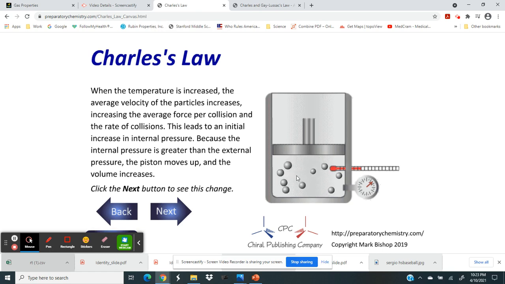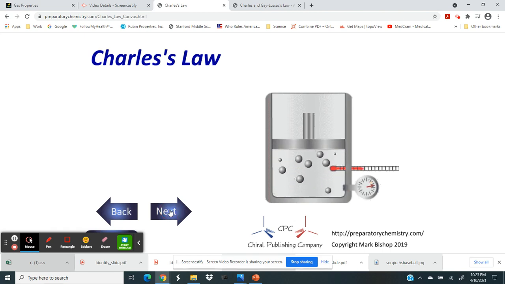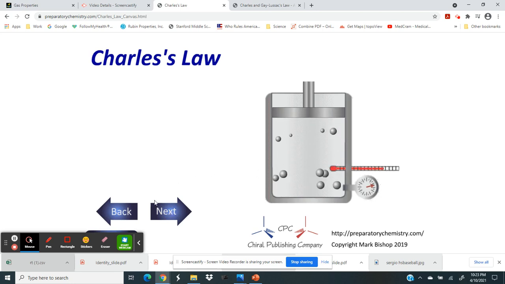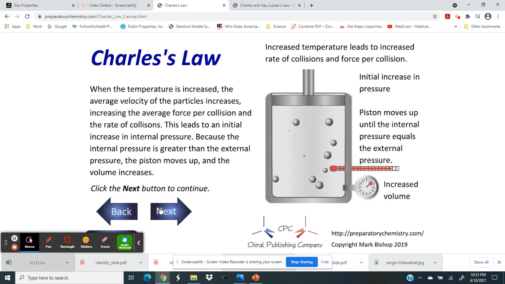So here we have some gas particles in a container, and it's got a certain volume, and this volume has a piston which is allowed to move. We're going to keep the pressure the same, and we're going to increase the temperature. So you're going to see an increase here in the thermometer, and see what happens to the volume as you heat it up, putting a flame underneath it. As you can see, temperature is going up, and so is the volume. So that's showing you that the higher the temperature, the higher the volume.